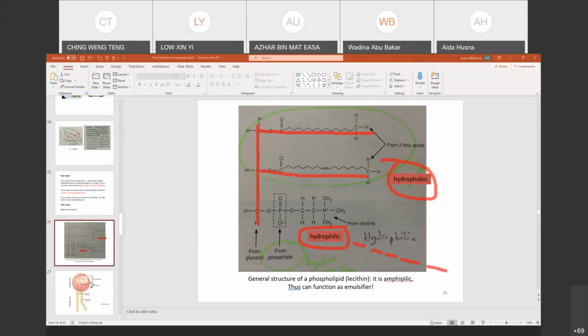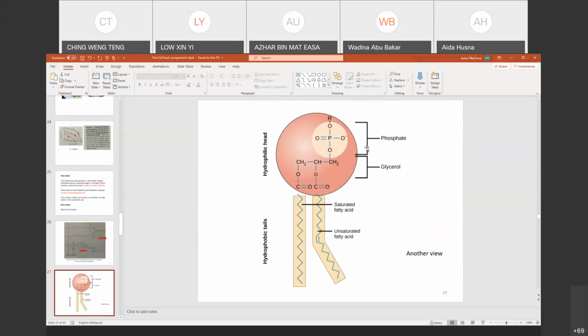And a better structure is this one, the hydrophilic head versus hydrophobic tail. So we have 1, 2 fatty acids down there, and you have the phosphate and glycerol side.